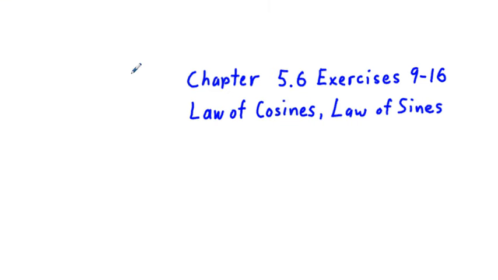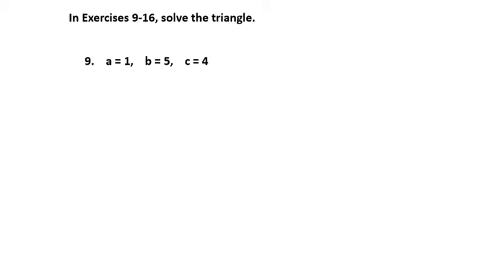This is chapter 5.6, exercises 9 through 16, mostly on law of cosines and also law of sines. The section 5.6 in our book has to do with law of cosines, and also toward the end of that section, using Heron's formula, area equation. And I'm going to go over the odd number problems here, 9, 11, 13, 15.